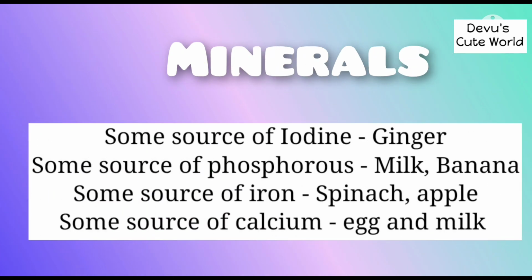Some sources of iodine: ginger. Some sources of phosphorus: milk, banana. Some sources of iron: spinach, apple. Some sources of calcium: egg and milk.